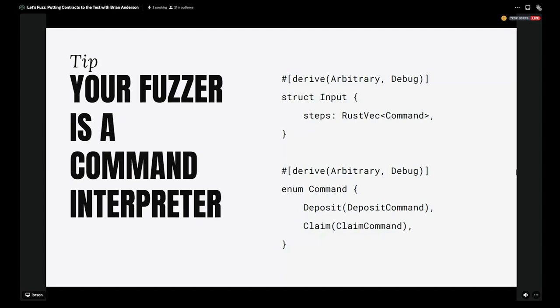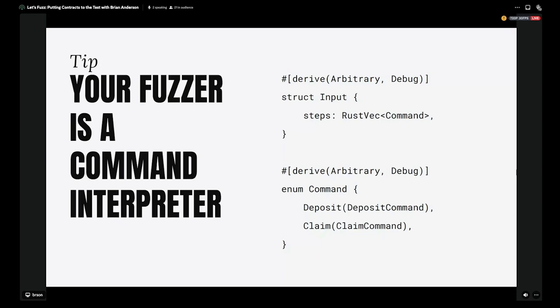A smart contract is a set of methods, and those set of methods can be called in any order with any combination of contract state. And so with a command interpreter, what I do on most of my Soroban fuzz tests is I create a little enum command, like we saw in our demo, and every variant of that command maps to a particular method on our contract.